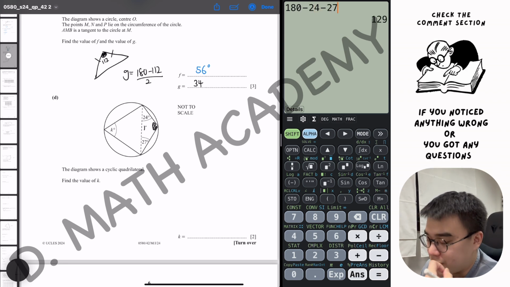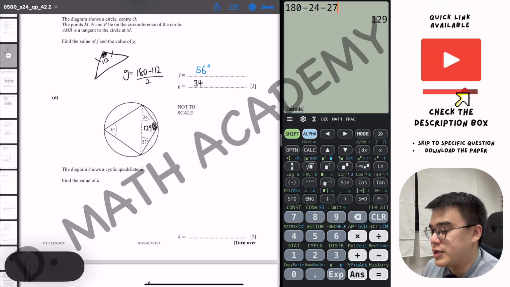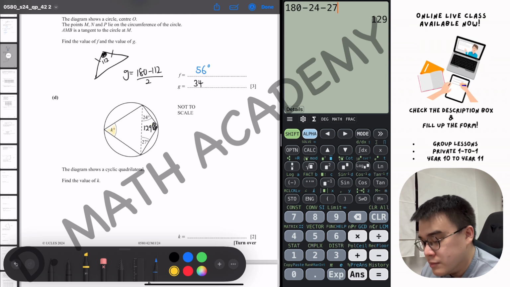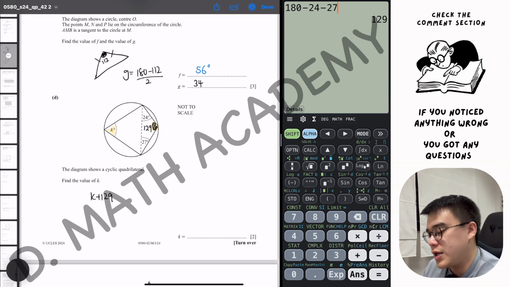So this 129 serves a very important function here because how a cyclic quadrilateral works is the opposite angles add up and become 180. So k plus 129 equals 180.